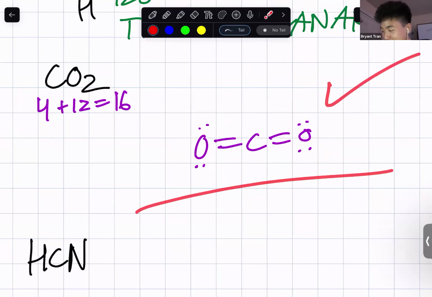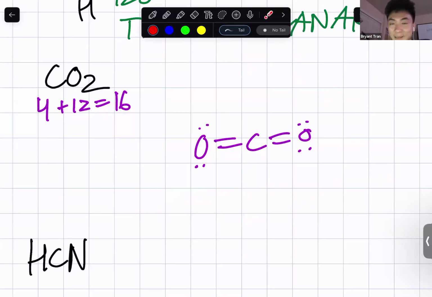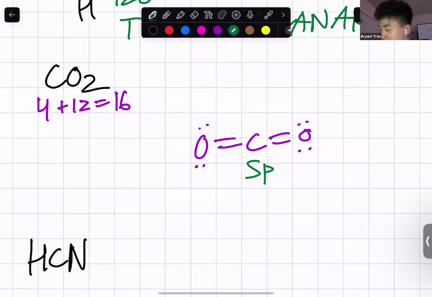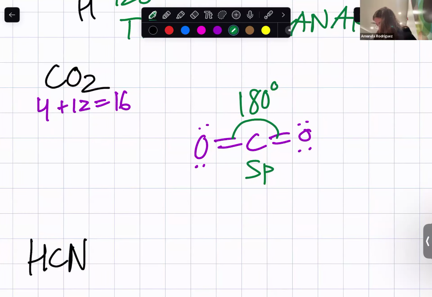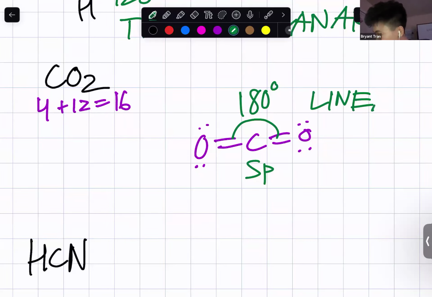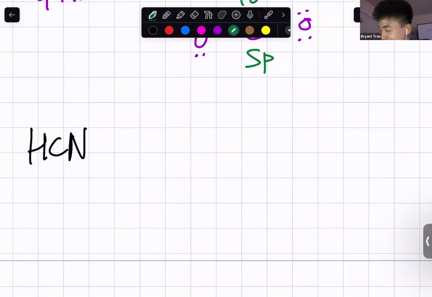That's good. Nice. And because this carbon here has two bonding groups, right? 1, 2, it's going to be sp hybridized. So this carbon here is sp hybridized, and the bond angle between that is 180 degrees. Like this is 180 degrees right there, right? And because it's 180 degrees away from each other, it is going to be a linear electronic geometry shape. Linear. Okay, nice. Let's try the last one, HCN.